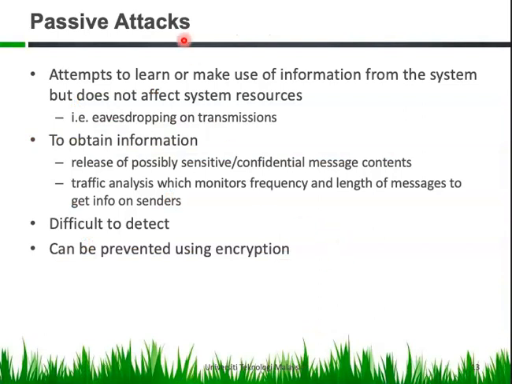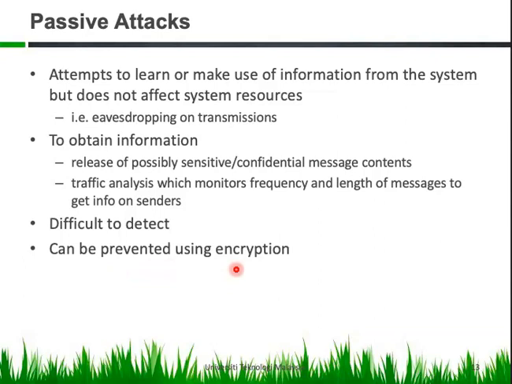Now we look at the two categories of attack. Attacks can be categorized into passive attacks and active attacks. Passive attacks are attempts to learn or make use of information from the system, but do not affect system resources. An example is eavesdropping on transmission. In a passive attack, the attacker's goal is just to obtain the information. This means the attack does not modify data or harm the system, because the system can continue with its normal operation. However, the attack may harm the sender or the receiver of the message. It can release, for example, possibly sensitive, confidential message contents. Another example is traffic analysis, which monitors the frequency and length of messages to get information on senders. It is difficult to detect, and it can be prevented using encryption.